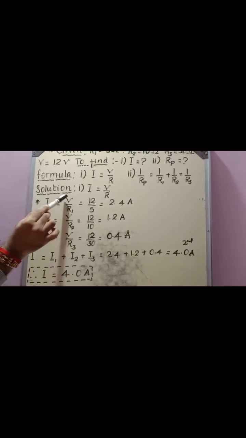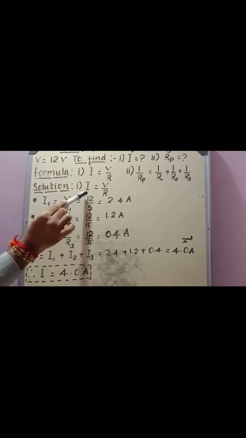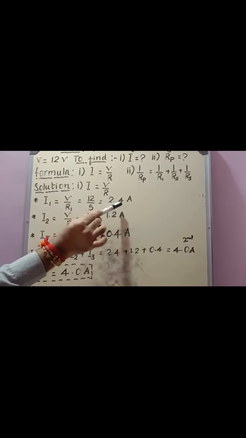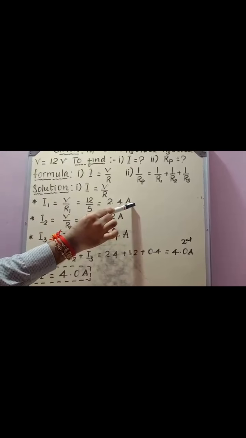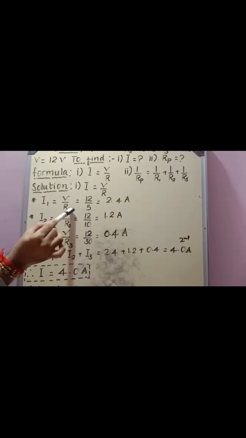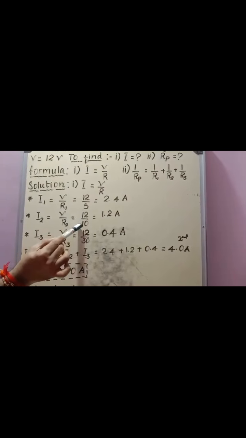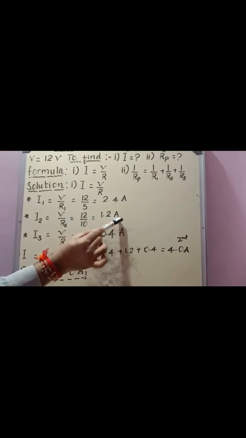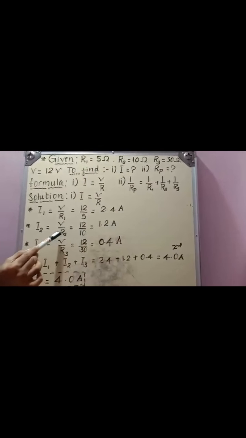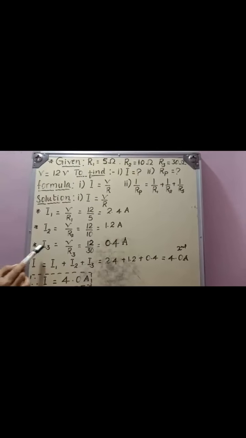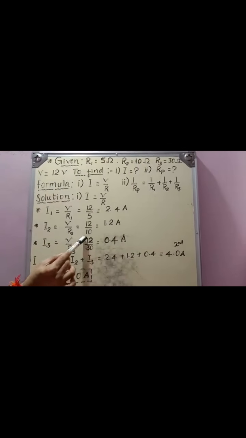I1 will be equal to V upon R1. Substitute the values: 12 upon 5, 2.4 ampere. So in resistor 1, the current flowing is 2.4 ampere. I2 will be equal to V upon R2, that is 12 upon 10. That will be 1.2 ampere. So 1.2 ampere of current flows through the second resistor. I3 equals V upon R3, that is 12 upon 30.